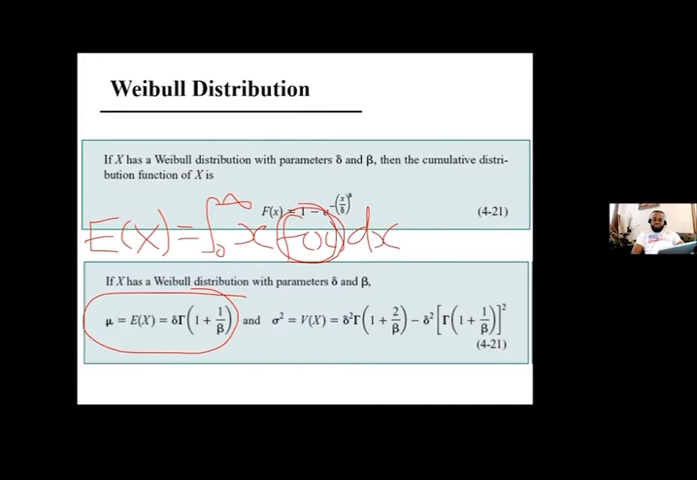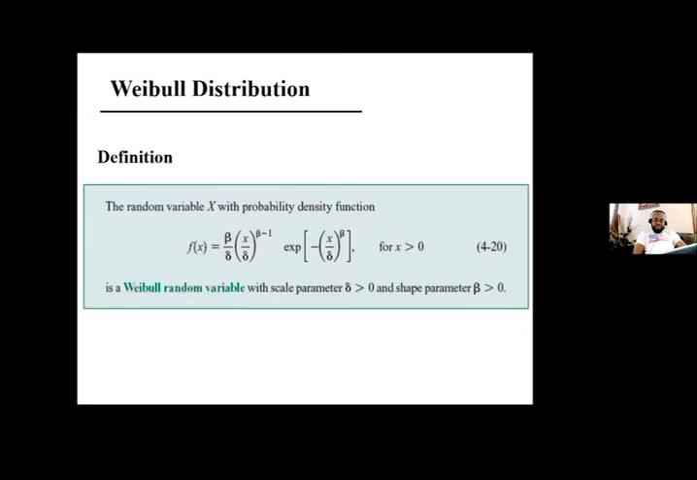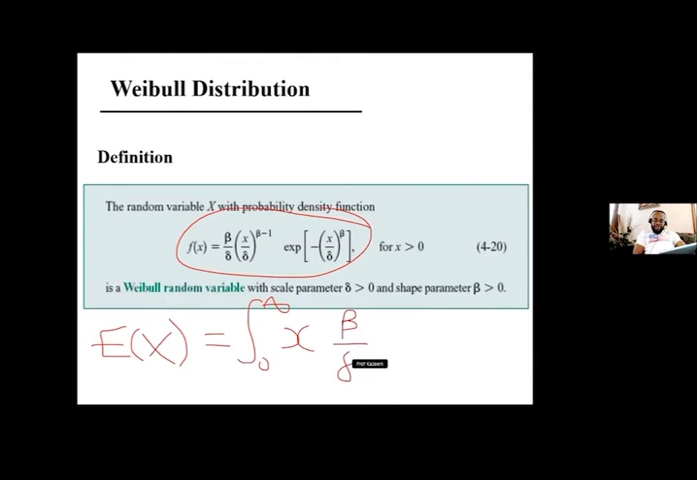I can ask you to prove that using the density, using this guy here. Using this f of x, you can be asked to obtain the expected value of x. Okay, this is going to be the integral from 0 to infinity of x, then you're going to write beta divided by delta, x over delta raised to the power beta minus 1, exponential raised to the power minus x over delta, then raised to the power beta, then dx.